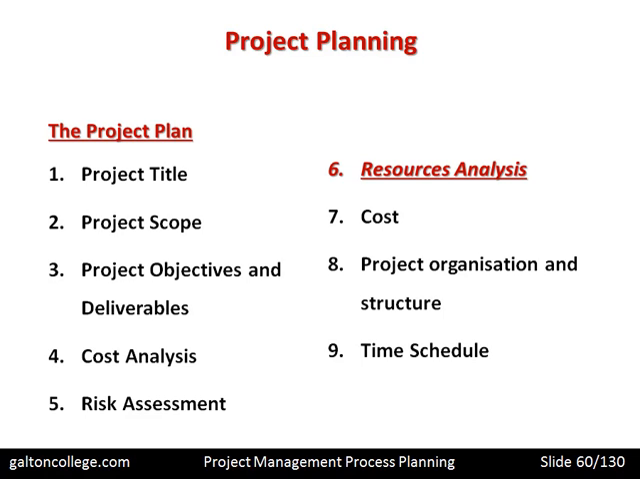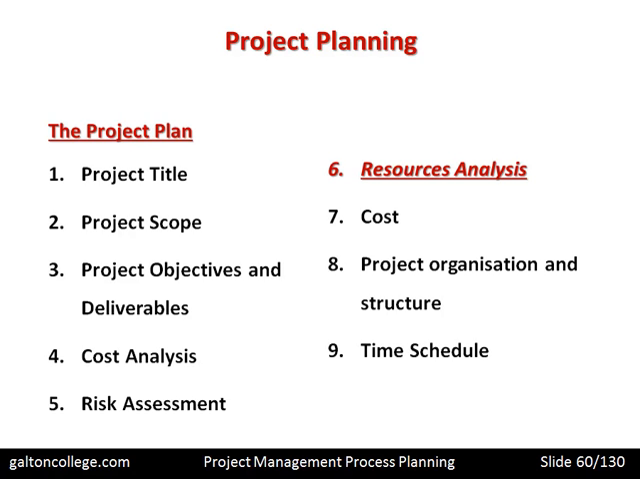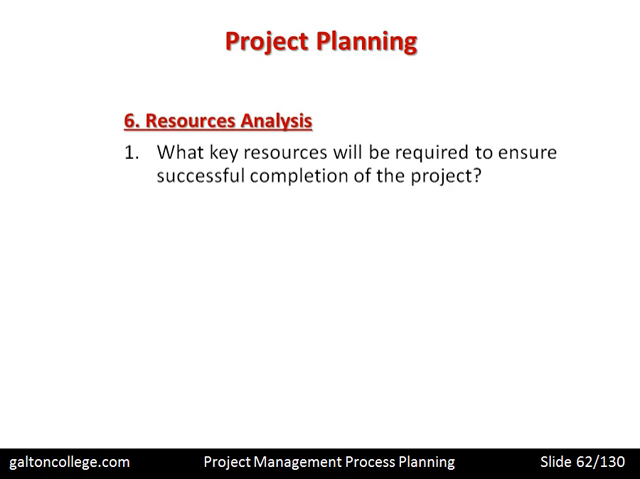So we've got down to resource analysis. We got down to resource analysis, number 6. Now, what key resources will be required to ensure successful completion of the project? Also, what resources are absolutely vital? So itemize those. These are central. If they are not available, the project cannot happen. So look at the key resources. And how will those key resources be utilized? How will they be used?